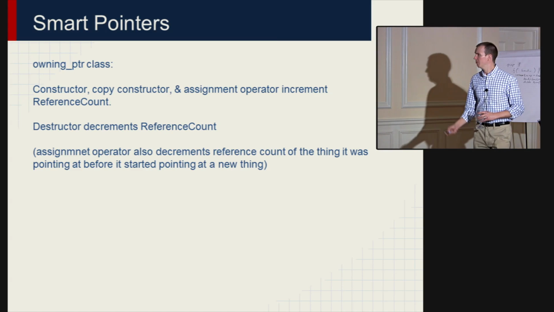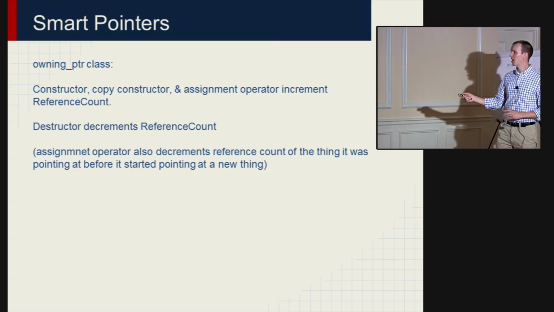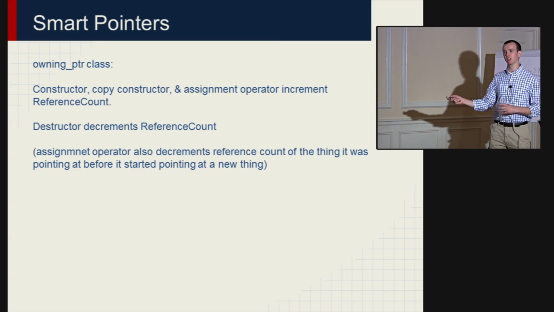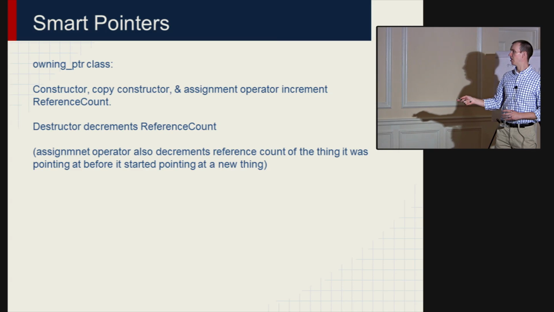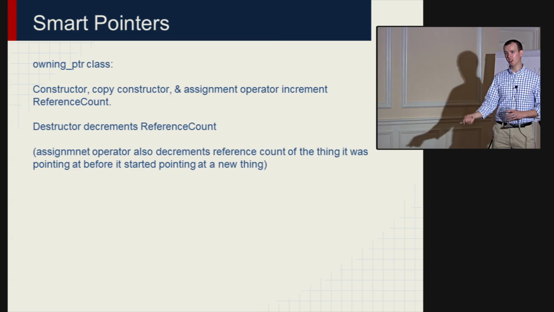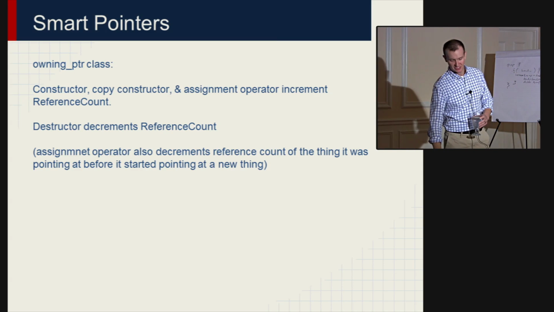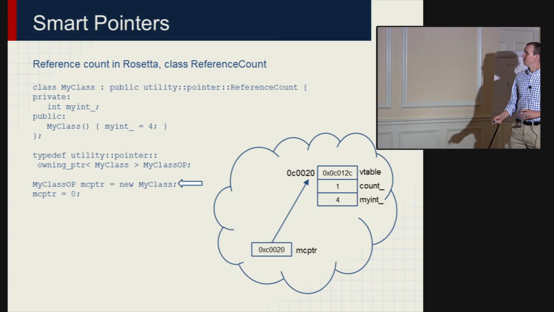Okay, so the owning pointer class has its own versions of a constructor, a copy constructor, and an assignment operator. All of these increment the reference count in the object that's being pointed at. The destructor decrements the reference count. So as owning pointers go out of scope, their destructors get invoked, and that will decrement the reference count on the object being pointed at. And then the object being pointed at, once its reference count goes to 0, deletes itself. Okay, so one thing to note is that the assignment operator also decrements the reference count of the thing that it had been pointing to before it points at the new thing.